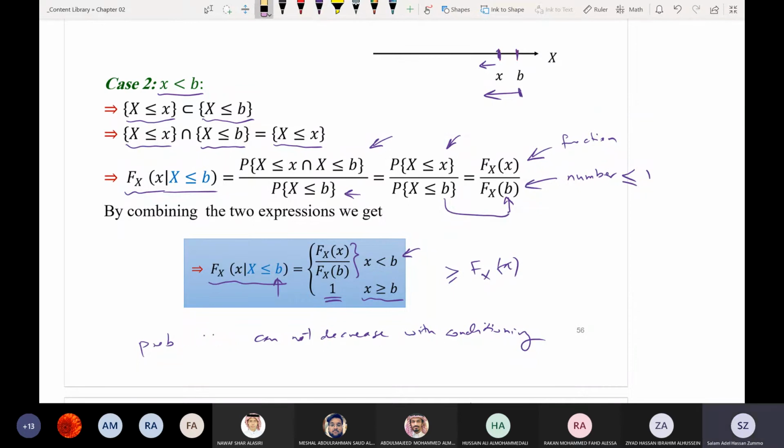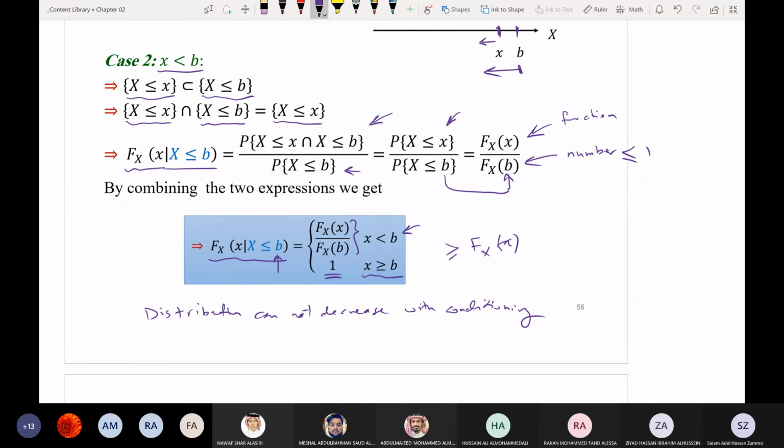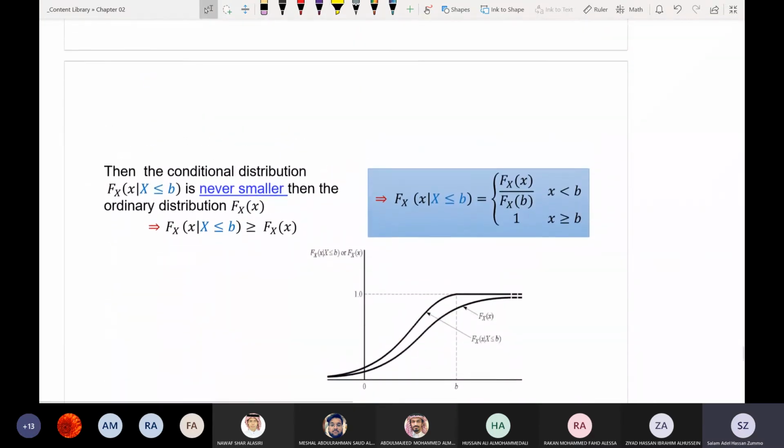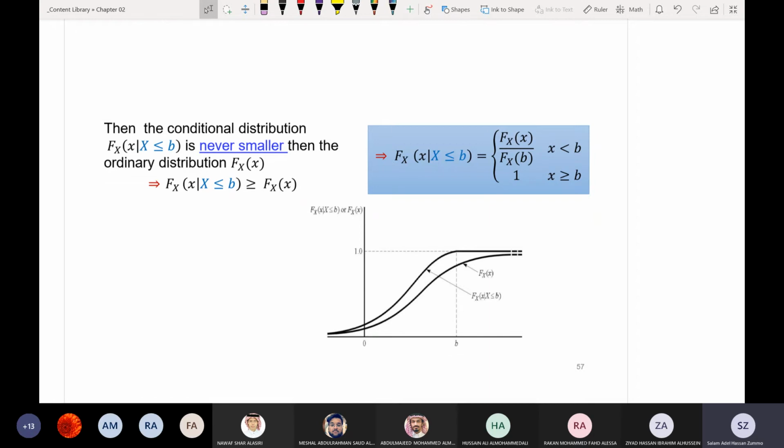خلينا نقول مش probability، خلينا نقول CDF distribution cannot decrease with conditioning. Okay? Let's see. Let's plot them. يعني خلينا ناخذ for general shape. If this is fx, this is the CDF.